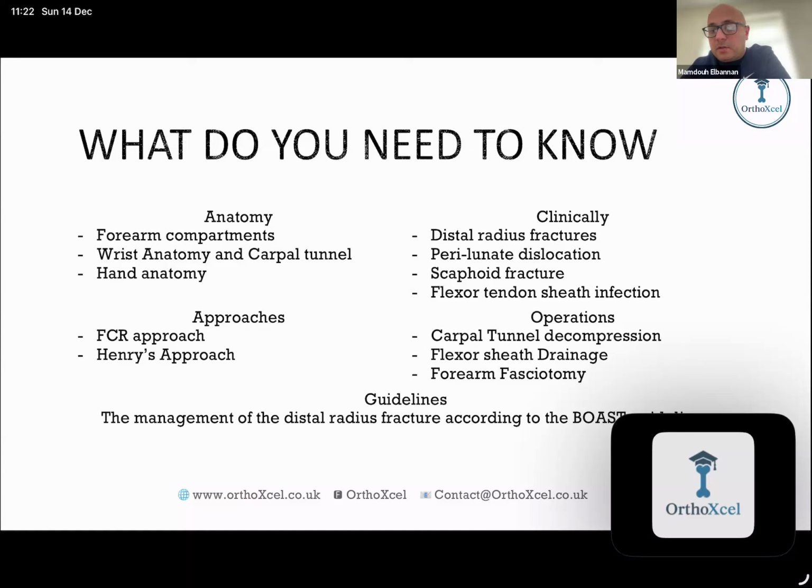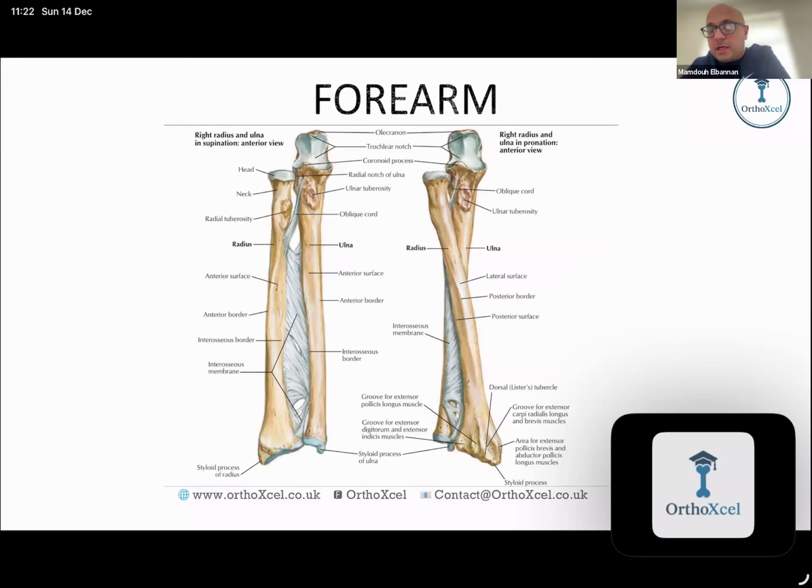From the clinical point, we will discuss distal radius, perilunate dislocations, scaphoid fractures, flexor tendon sheath, and approaches. We will speak about the common approaches for the forearm mainly, and certain operations: carpal tunnel and flexor sheaths. If we go for the anatomy, we'll take the forearm first.